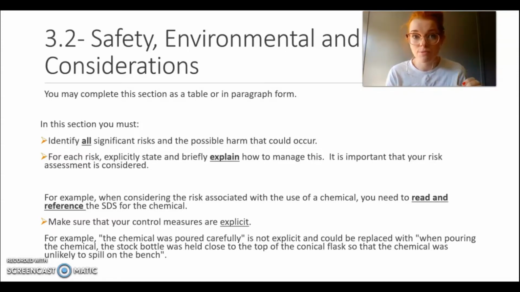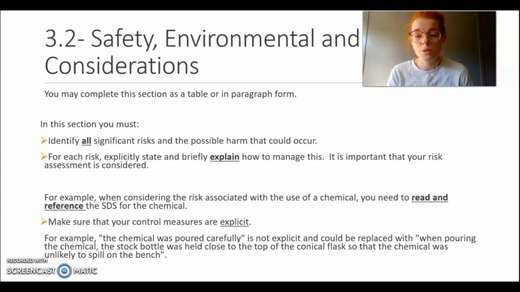So you should be in-text referencing throughout this whole report. Just because it's a method doesn't mean it's not being in-text referenced. So you need to be really explicit. So the example here is for chemistry, but the same thing applies. So the chemical was poured carefully. You do not say that things are done carefully. What does that mean? What does carefully mean? You need to be really explicit.